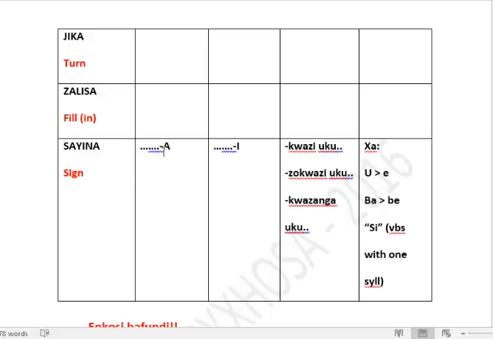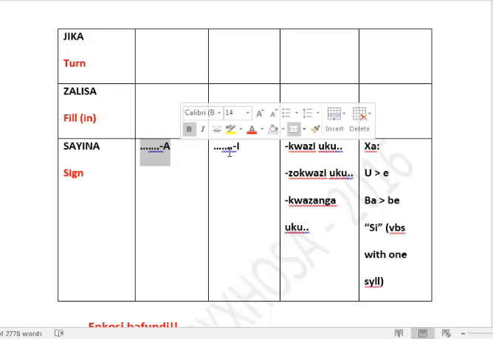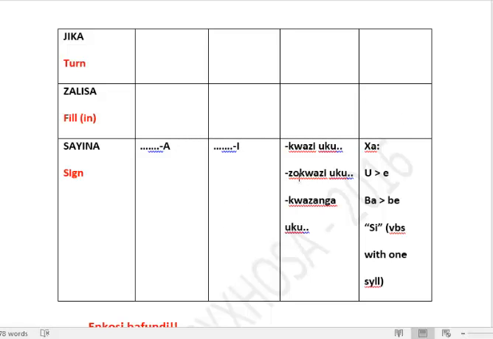Saina, sign. And all of these verbs we have used in a positive statement with an a ending, in a negative statement with an i ending, and then we have used kwazi in 3 different ways. Kwazi, able to or unable to, depending whether you have a positive or a negative link. Zokwazi uku, will be unable to. Kwazanga, was able or was unable to. And then when we use a, it worked quite normally until you got to u for he or she, it became e. The ba became be, and verbs with 1 syllable, and we only used 2 verbs, si, to go to, and kya, a si, as we say, creeps in.